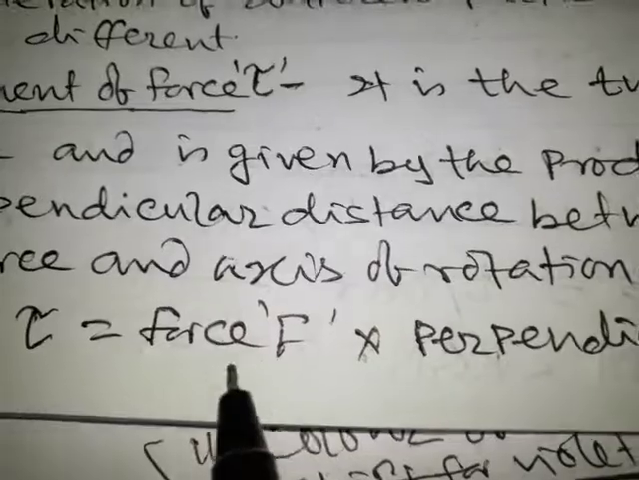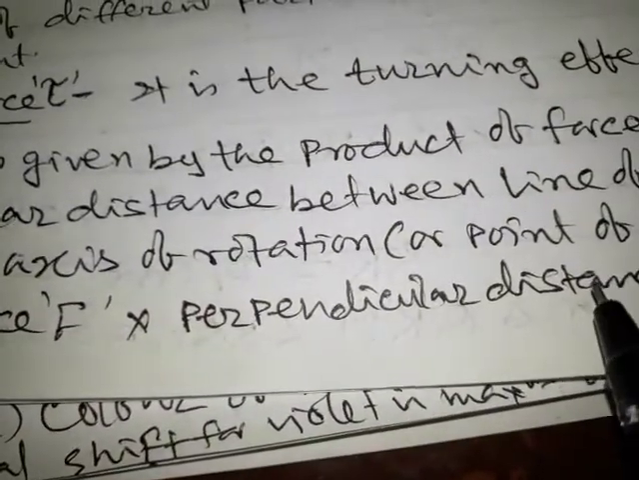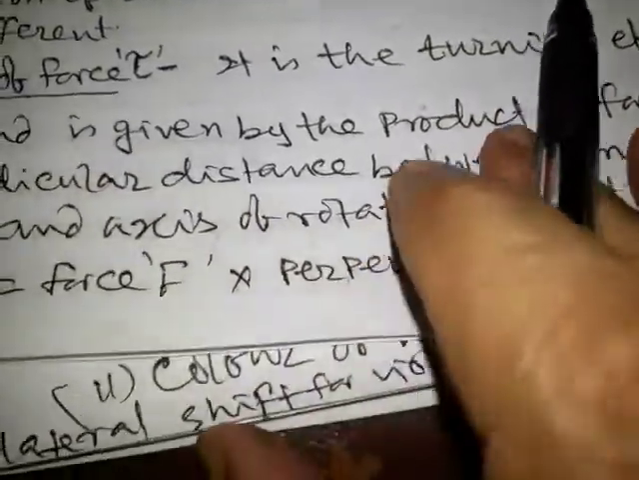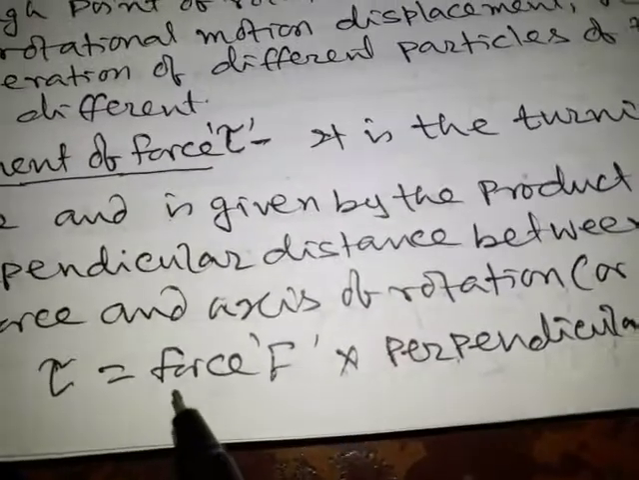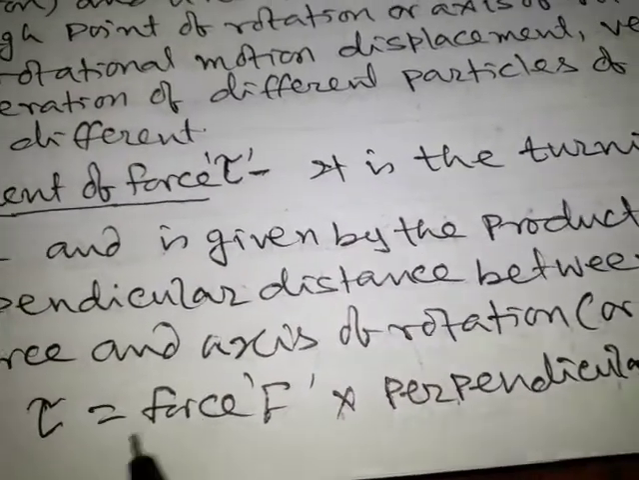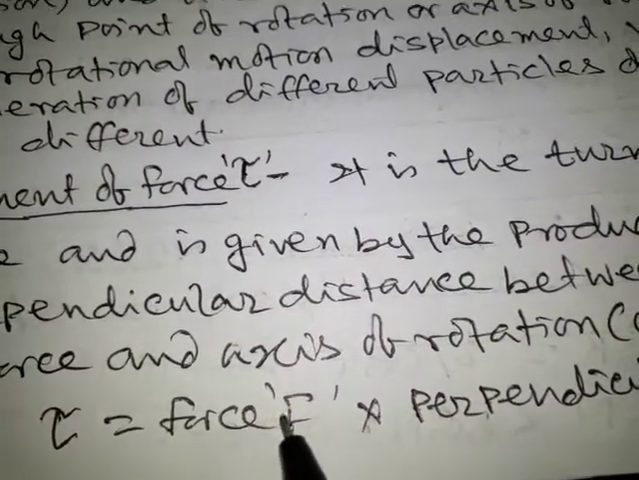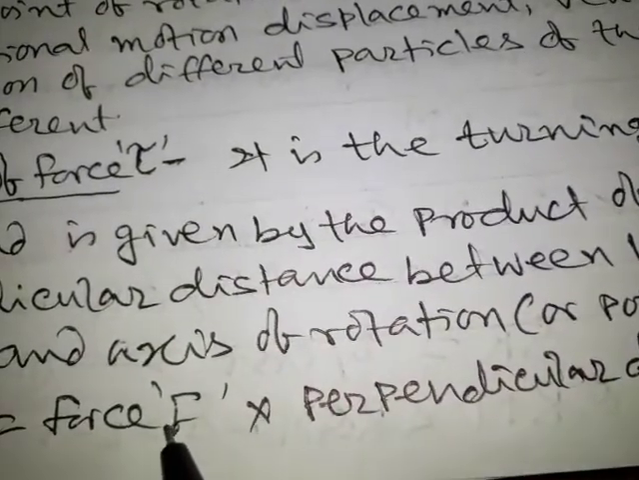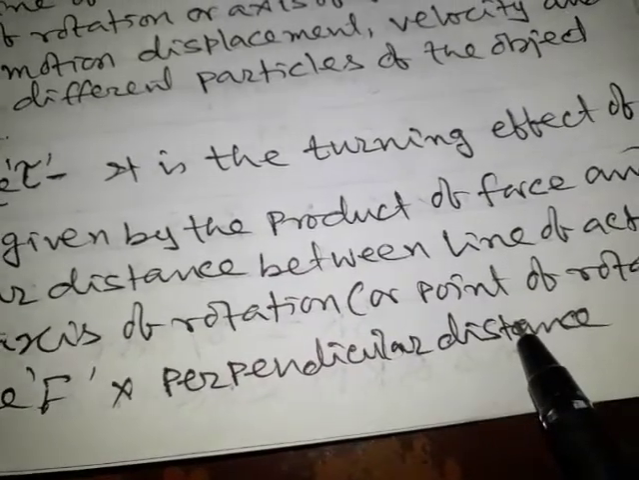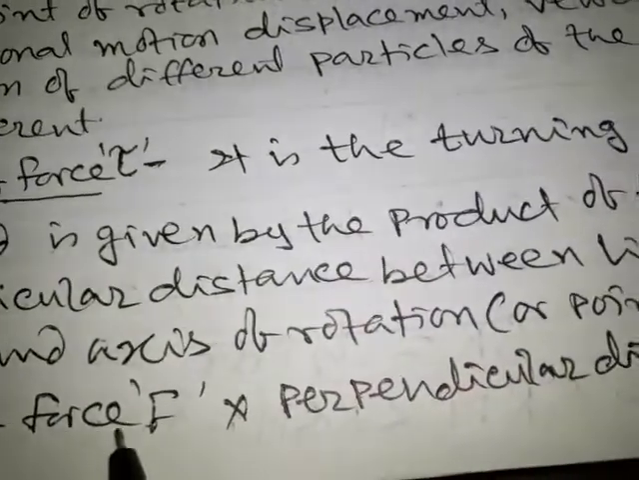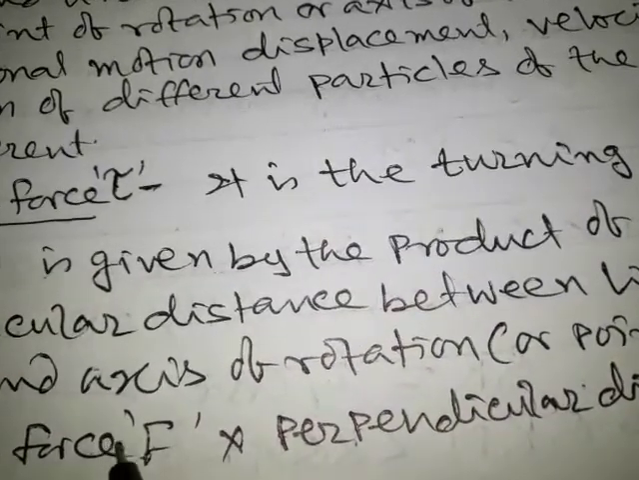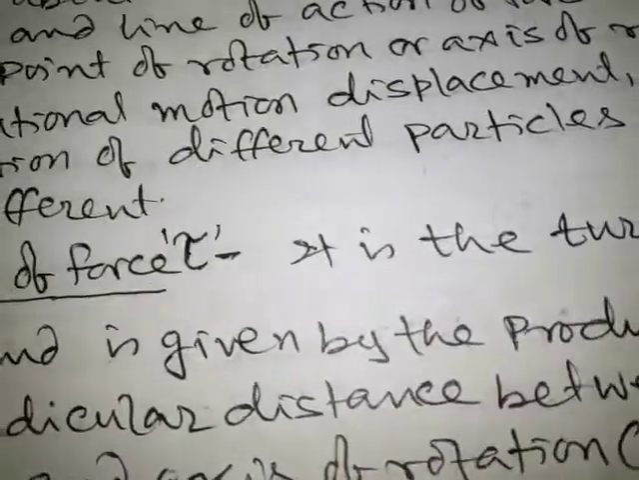This is the formula, force into perpendicular distance. As it depends on these two things, force and perpendicular distance, naturally what will be its unit? SI unit of torque will be what? SI unit of force into SI unit of distance. SI unit of force is Newton, SI unit of distance is meter. So its SI unit will be Newton meter, CGS unit will be dyne centimeter.